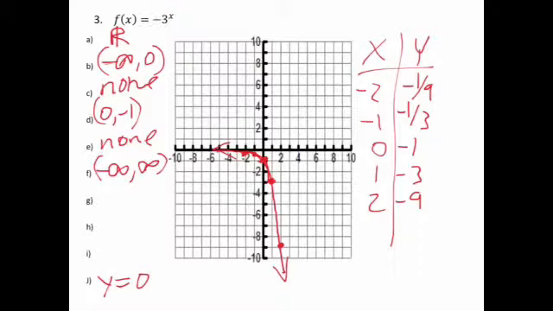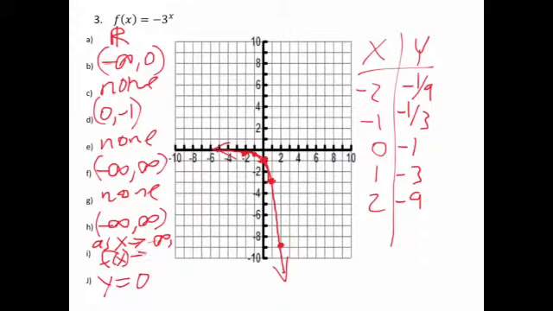G, where is it increasing? Well, it's not increasing at all. It's decreasing everywhere. So that's going to be from negative infinity to infinity. And then my end behavior: as x approaches negative infinity, what does my function do? Well, it keeps going up and up and closer to 0. So that's going to be my left end behavior. As my x approaches positive infinity, though, as I keep going right and right and right, my function keeps going down and down and down without stop. So it's going to go down to negative infinity, and that one's good to go.